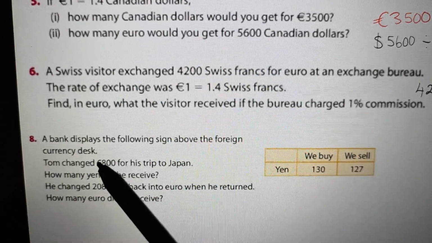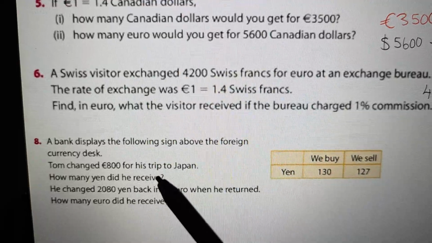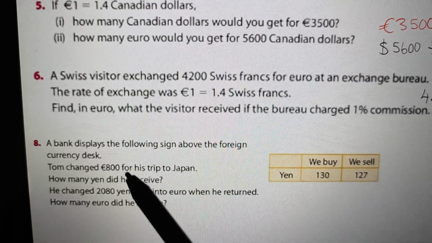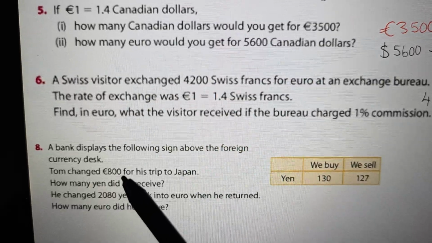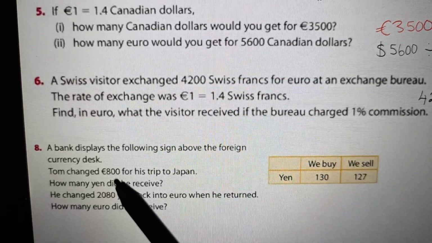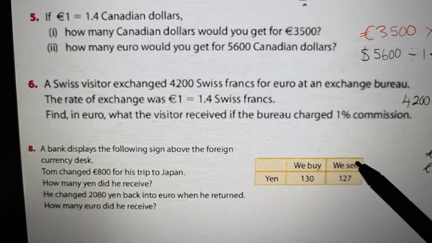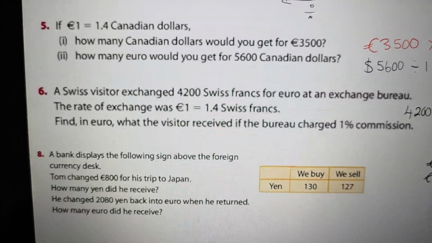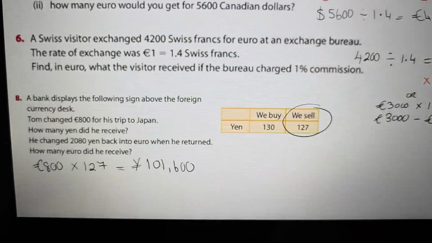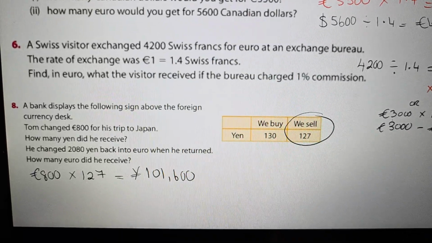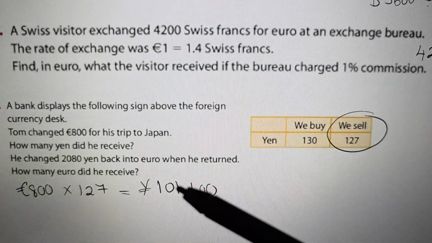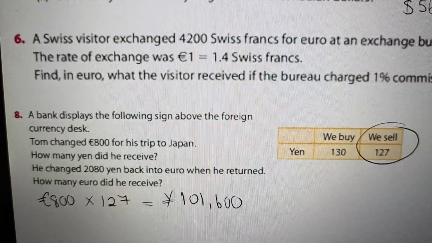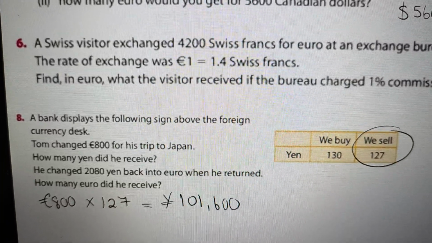So we are converting euros into yen. Okay, so we are multiplying. Now, which figure do we use? So he wants to buy foreign currency. That means the bank is going to sell him foreign currency. They will sell him foreign currency at the 127 yen rate. So I am now going to multiply €800 by 127 yen. And that will give me back 101,600 Japanese yen. There's your symbol for the yen. It's like a Y with 2 lines going through the middle.